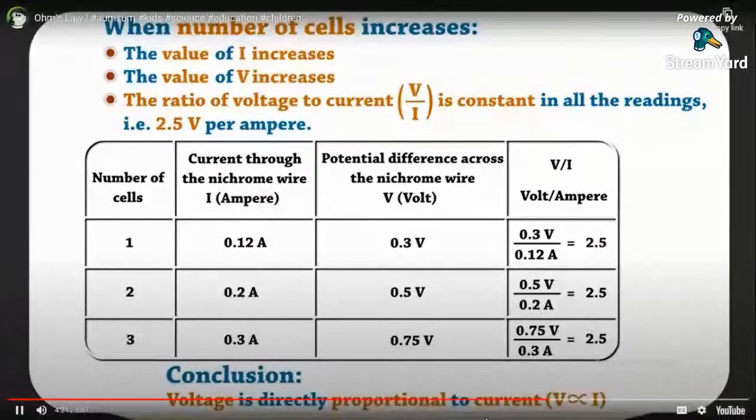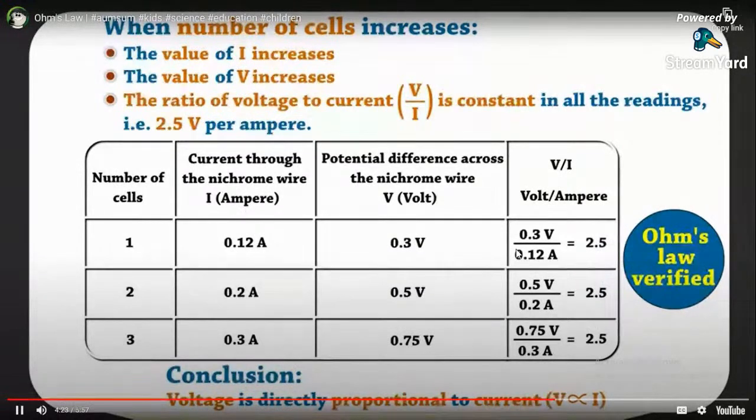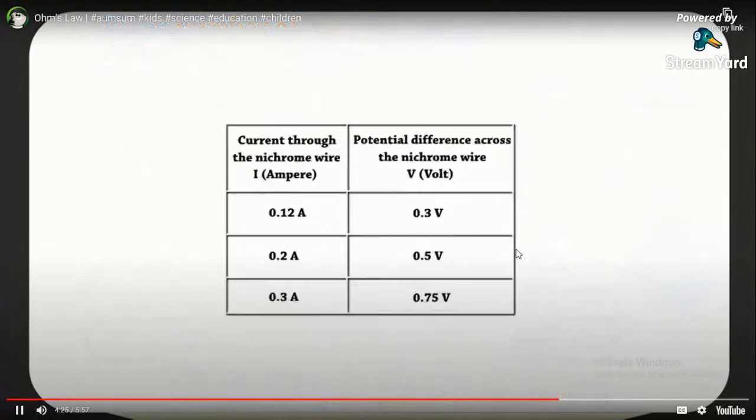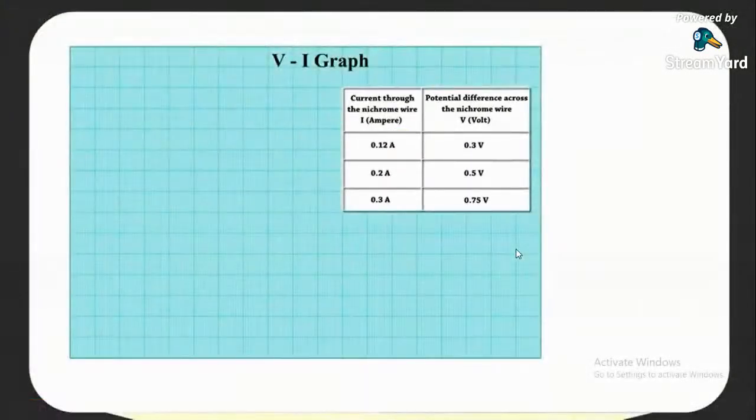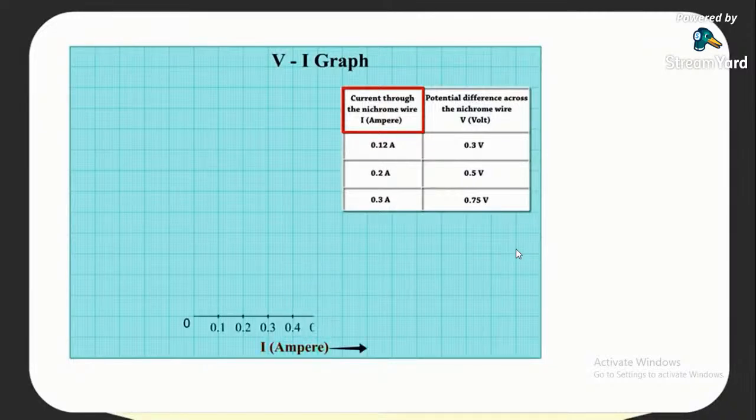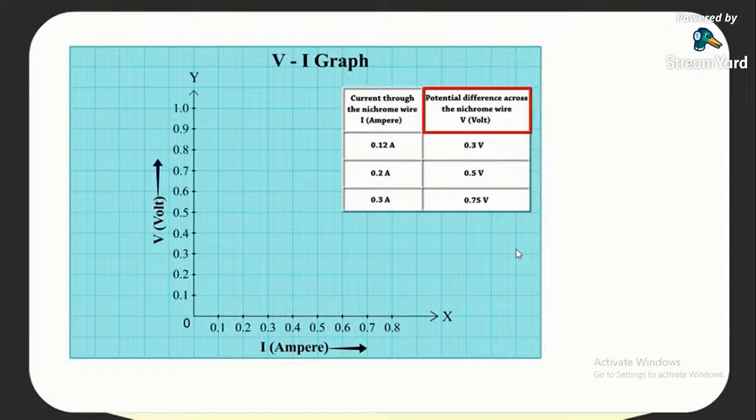So you have there the conclusion. Voltage is directly proportional to the current. Yun nga yung nakasaad sa ating Ohm's law. And then, right here, ang ginawa naman is, nilagay siya sa graph para makita nyo yung slope sa graph.